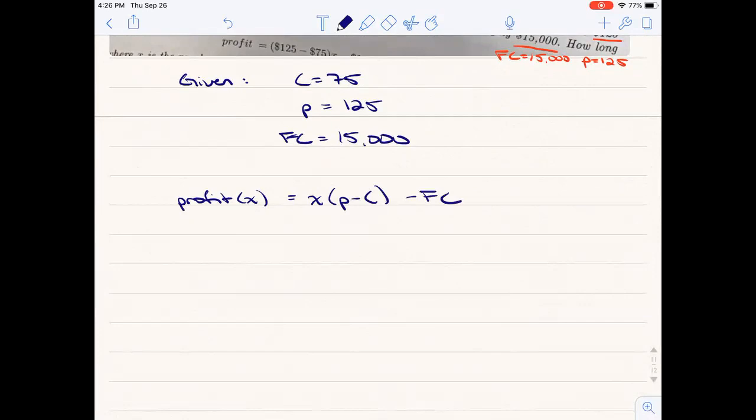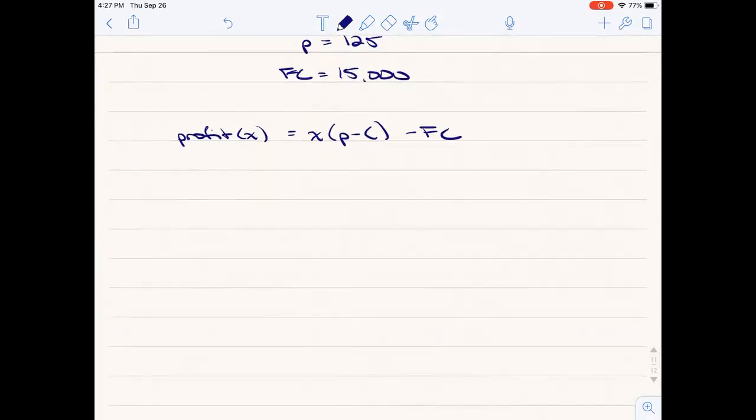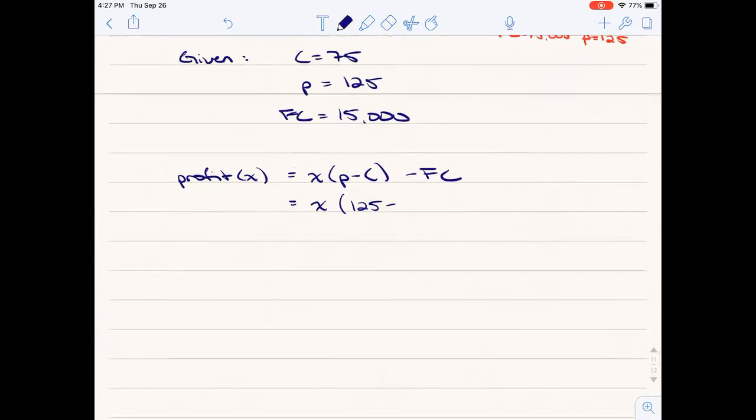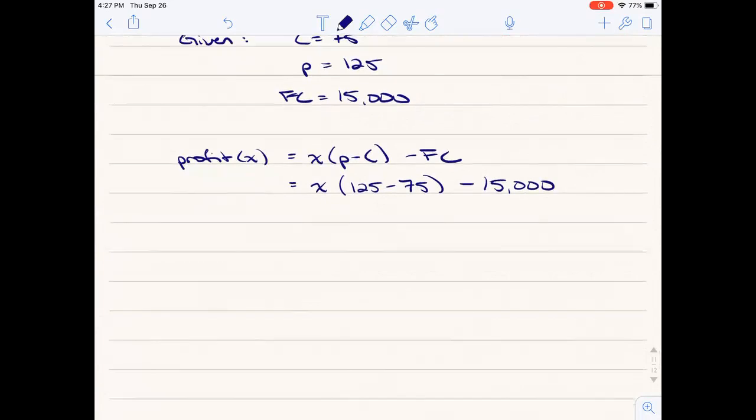Just looking at things that I've been given, I can use that formula. Or I can develop it like we did in the beginning. X we don't know, but I know P is 125 and I know C is 75 minus the fixed cost, which is 15,000. 125 minus 75 is 50. 50x minus 15,000 is my profit function.